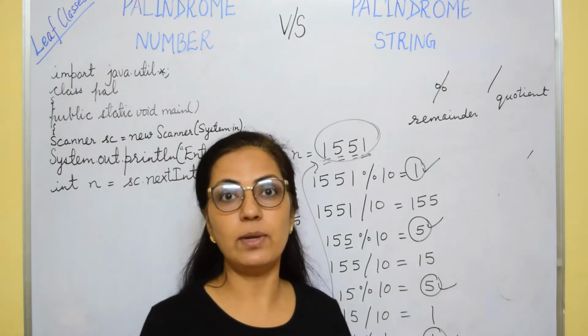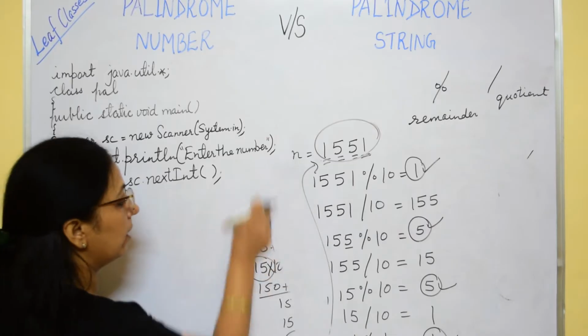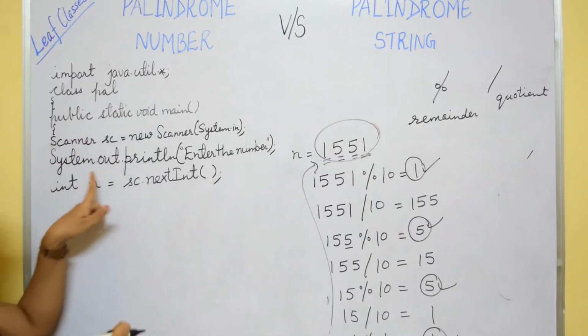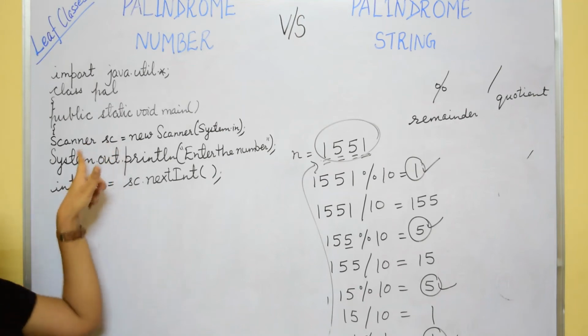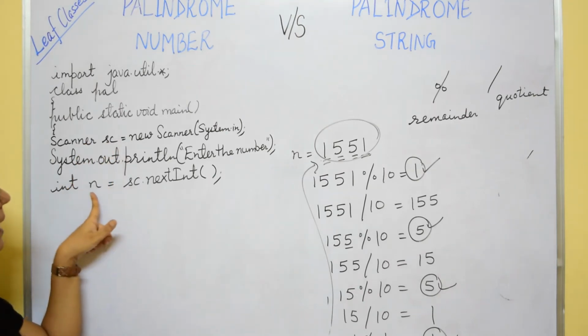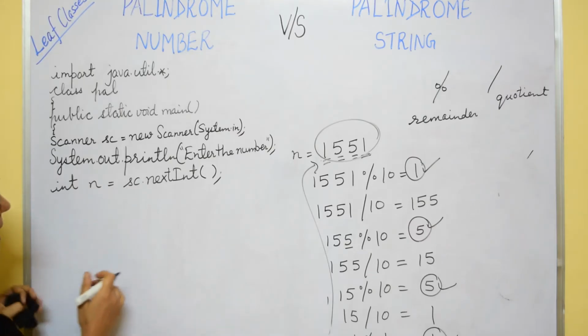Now we'll begin writing the program. This program we can do like this. We have entered the number. I have used the util package because I will be using the Scanner class. Then I have entered the number using n equals sc.nextInt.